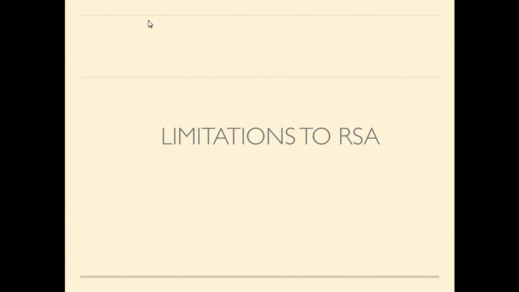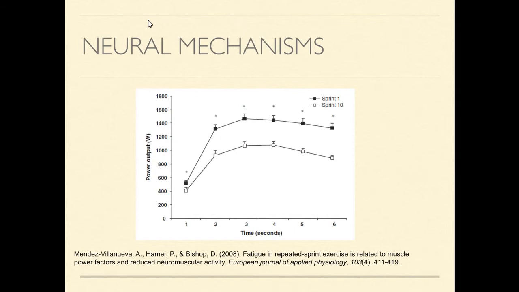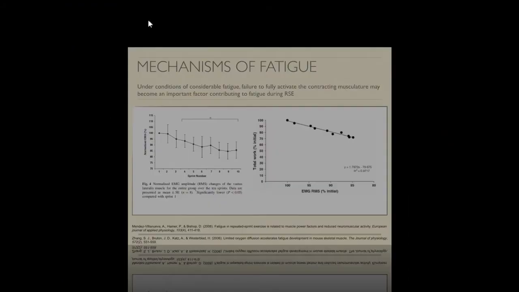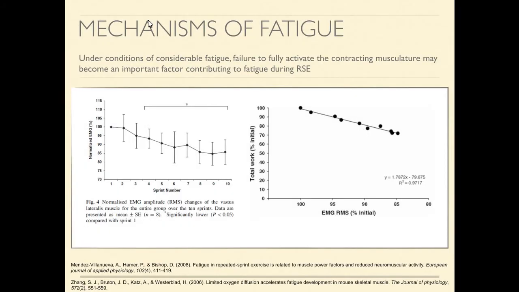So what limits repeated sprint ability? One, if you look at sprint 1 to sprint 10, so they did 10 sprints with 30 seconds rest, you see clearly differences in power output. One of the things we think that's limiting repeated sprint ability is muscle activation. So if you look at normalized electromyography, which is muscle activation, from sprint 1 to sprint 10, you can see that muscle activation goes down from sprint 1 to sprint 10.